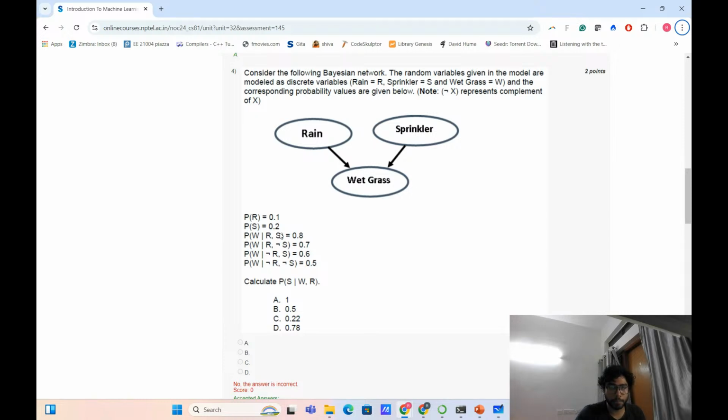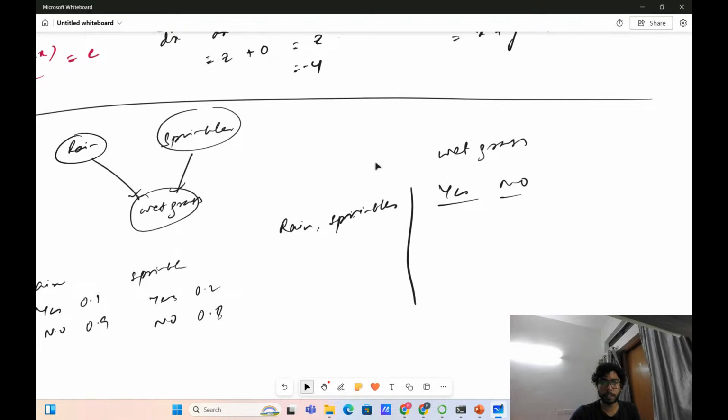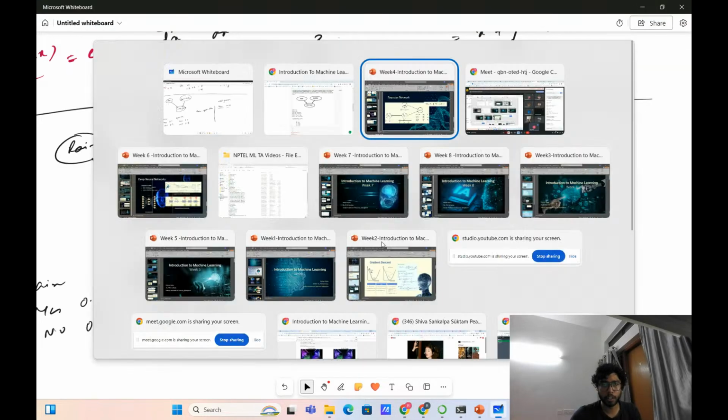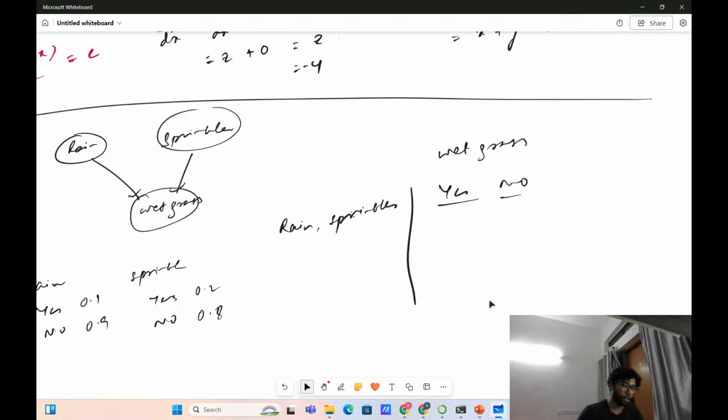So then it has been given. If rain is yes, sprinkler is yes, probability of wet grass is 0.8, right? So rain, sprinkler, yes and no for wet grass. The table that I am going to construct now is similar to this table, like bus overslept and then on time, yes and no, right? Try to relate it with this table.